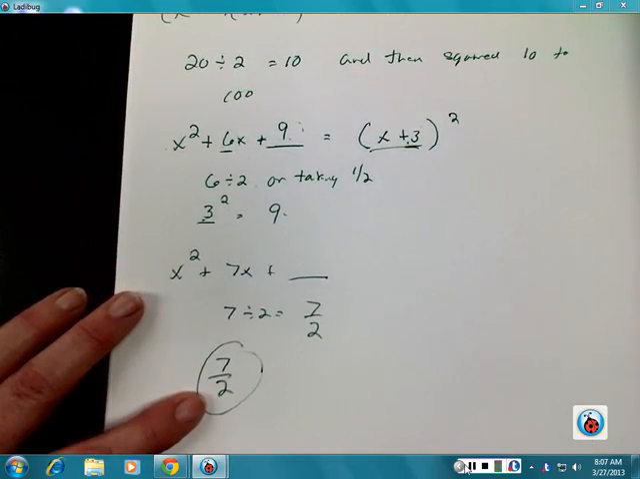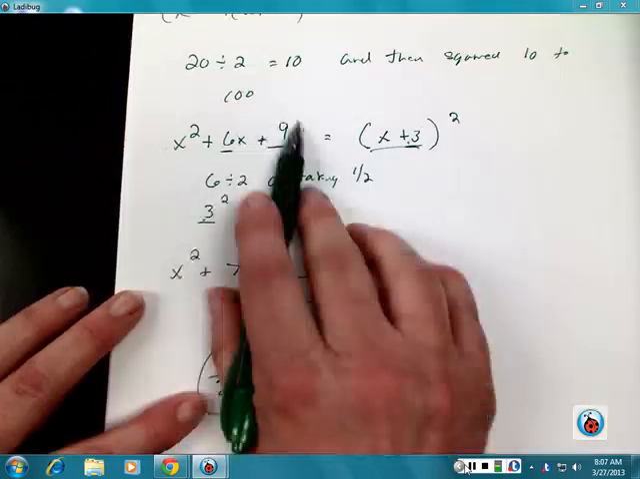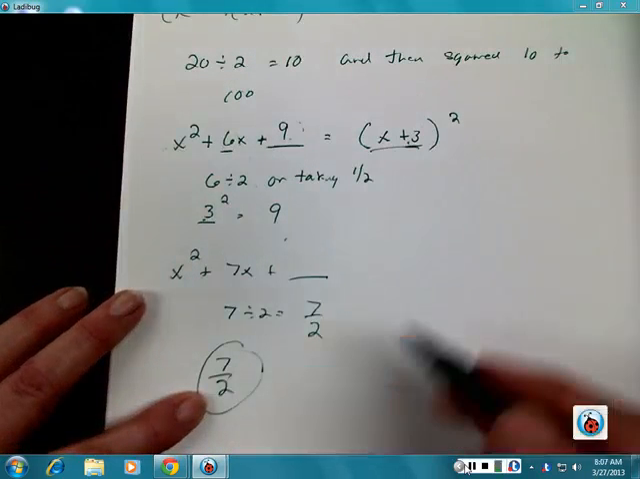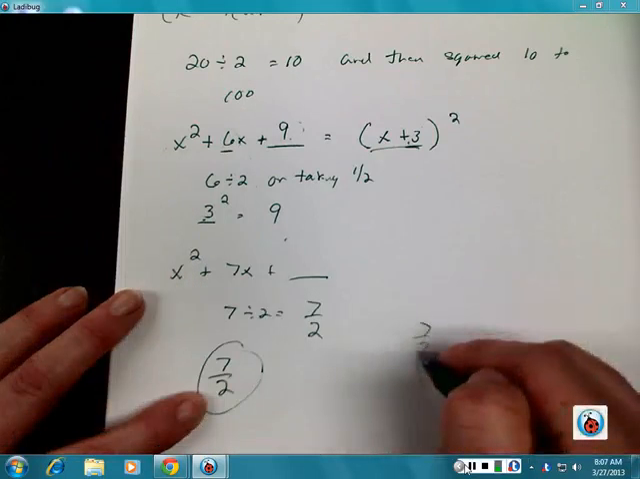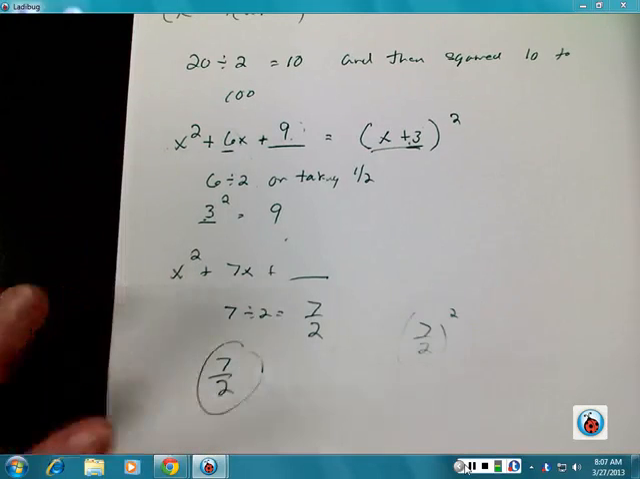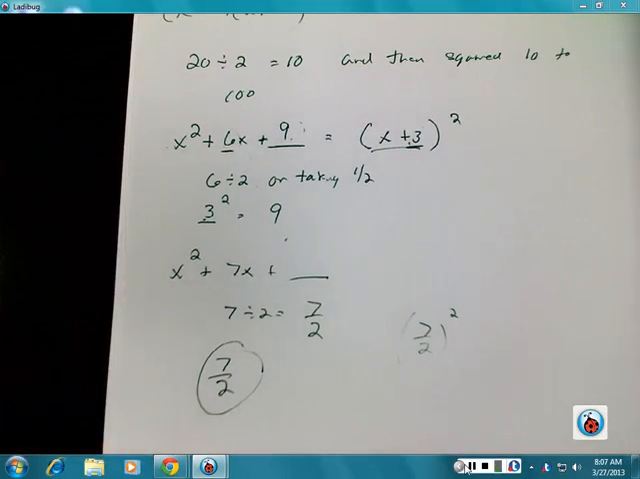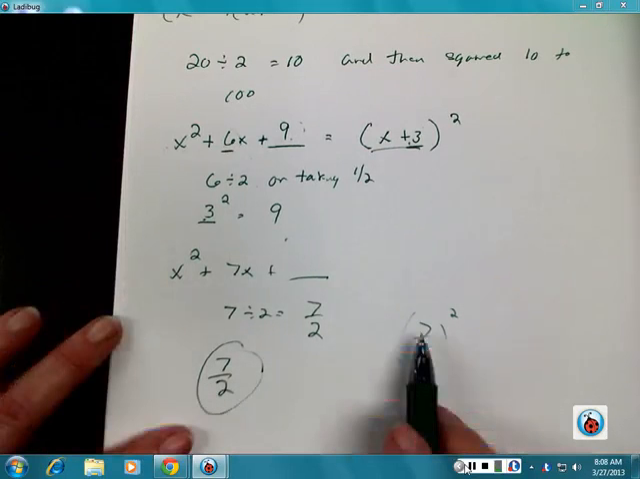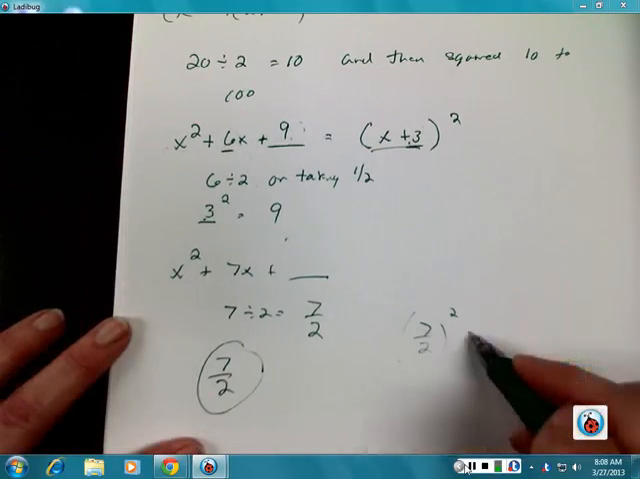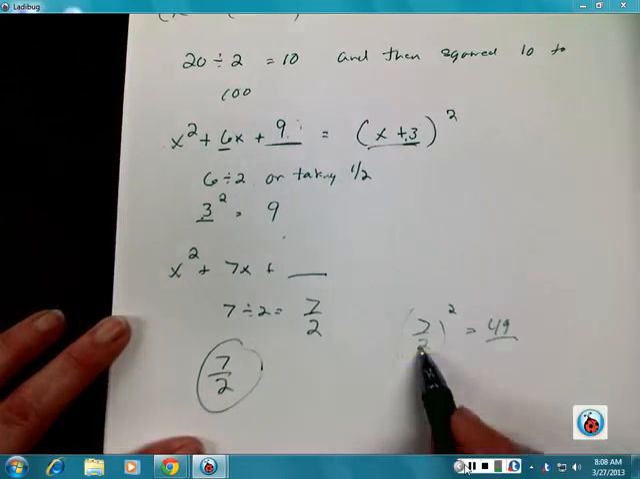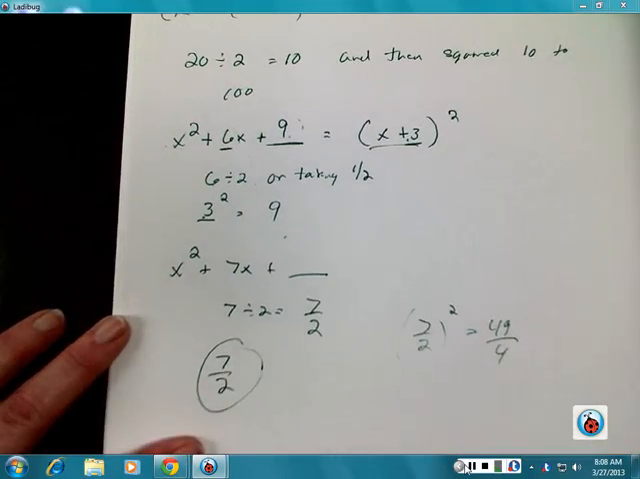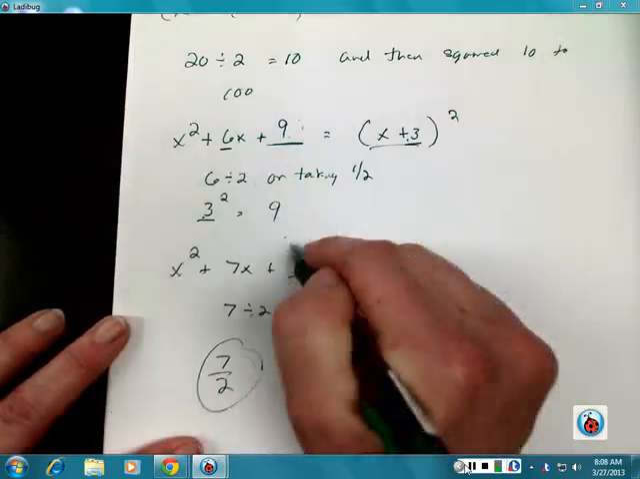What did I do up here? I squared it, right? So when I square 7/2, what does that mean I need to do? It means I need to square my 7 and get 49, square my 2 and get 4. So what do I really put in here?